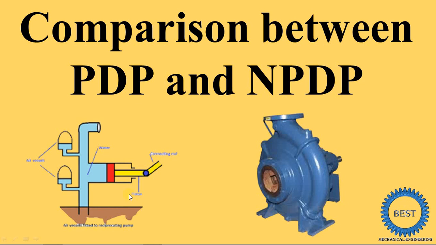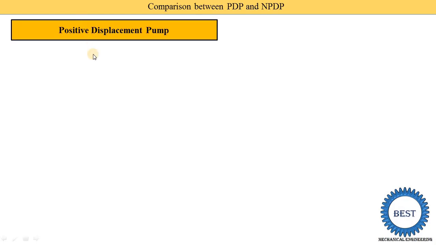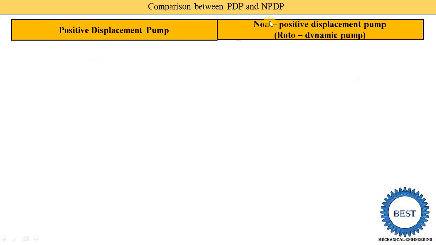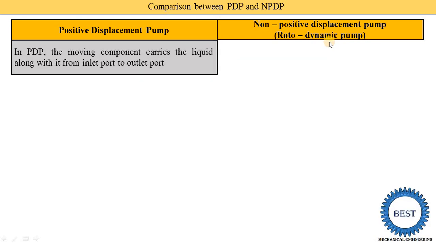In this video, I explain comparisons between PDP and NPDP. PDP means positive displacement pump and NPDP means non-positive displacement pump. So on the left side, we write the points for the positive displacement pump, and on the right side, the non-positive displacement pump, which means the rotodynamic pump and other pumps. So the main categories are the positive displacement pump and the rotodynamic pump.